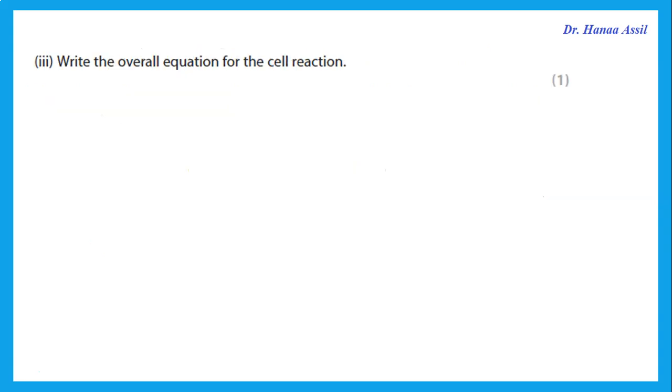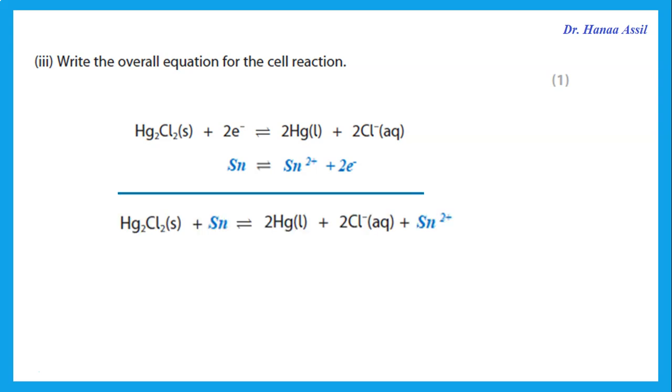Write the overall equation for the cell reaction. Well, what do we have? We have the HgCl₂ going to Hg. This is the one for the calomel. And the one for the tin is this. And overall, you need to cancel the electrons and then just add up everything before and after the other.